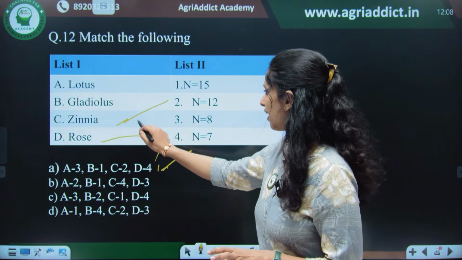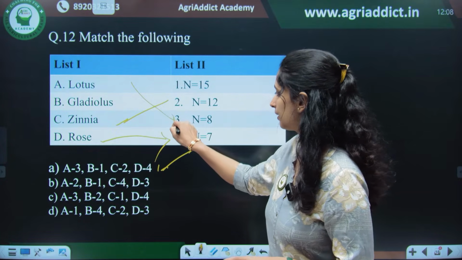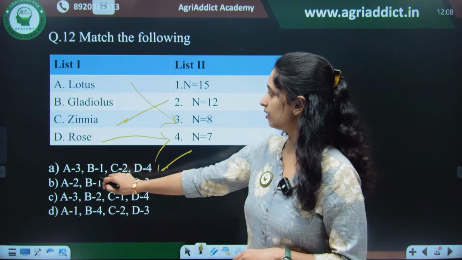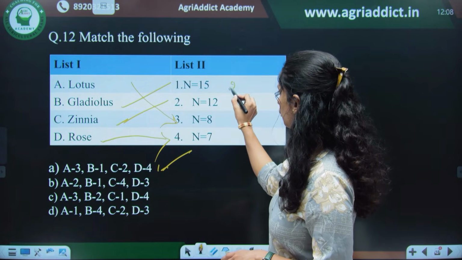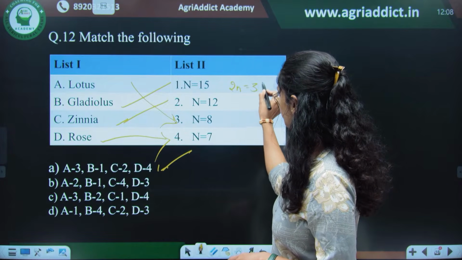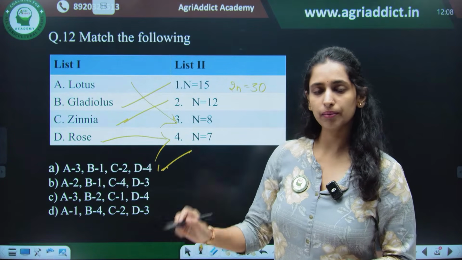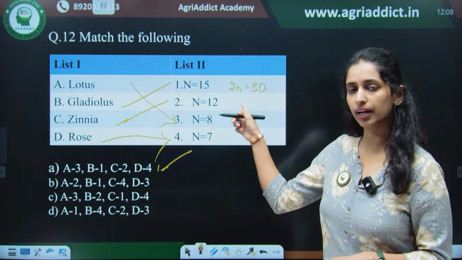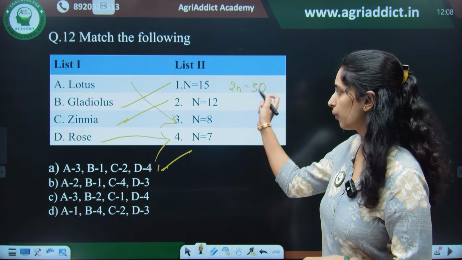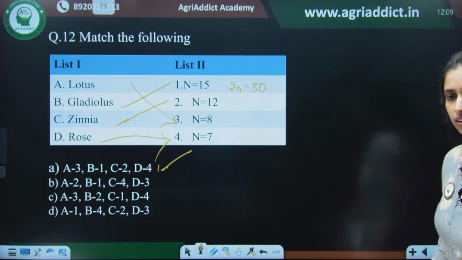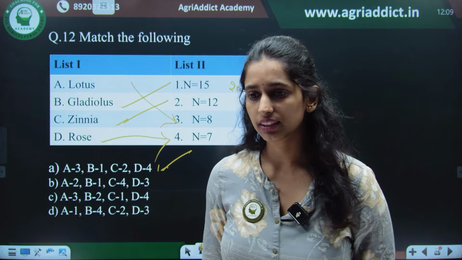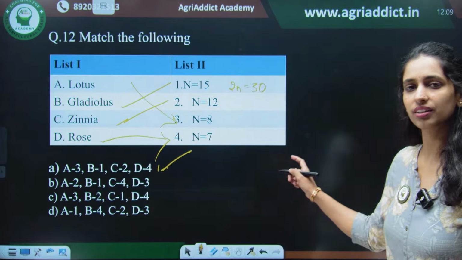So lotus is having n is equal to 8. And gladiolus is n is equal to 15 and 2n is equal to 30. And you remember, 30 से बहुत ज़्यादा है. There are many crops which is having the 2n is equal to 30. A is the correct answer. Who has given? That is Nanda Verma. It's a correct answer.